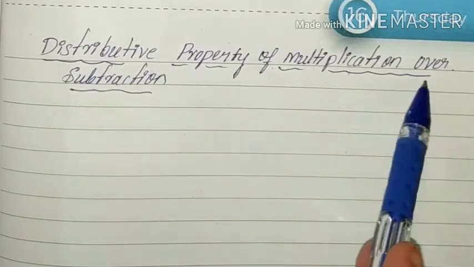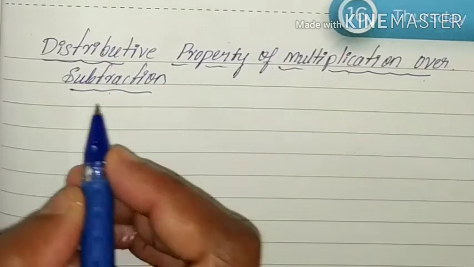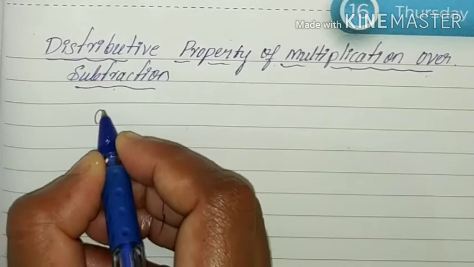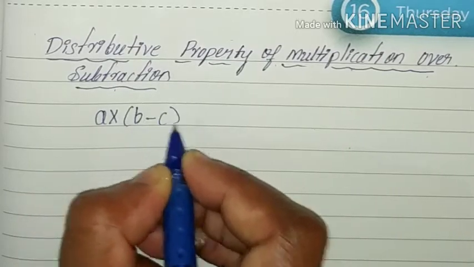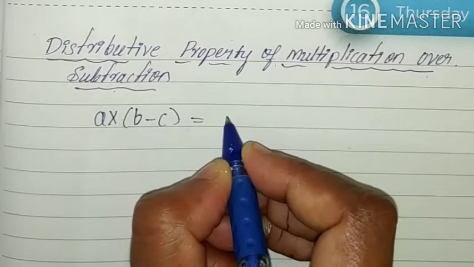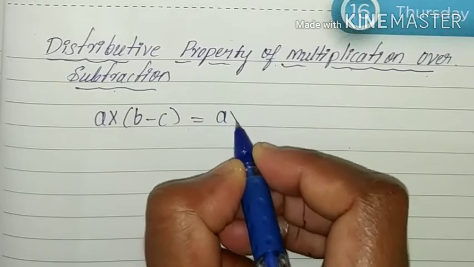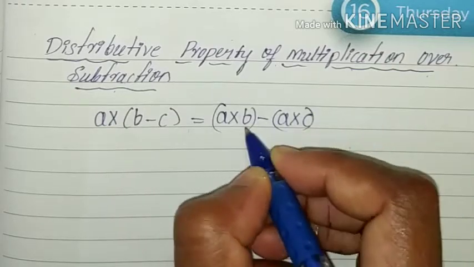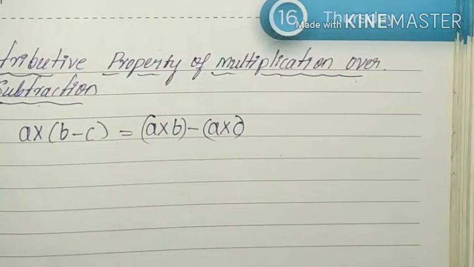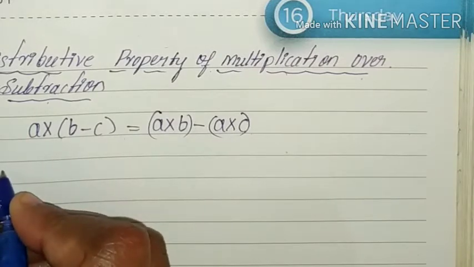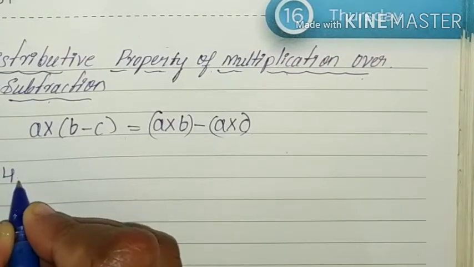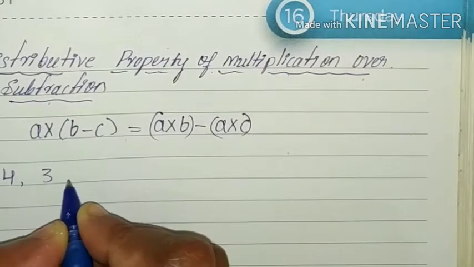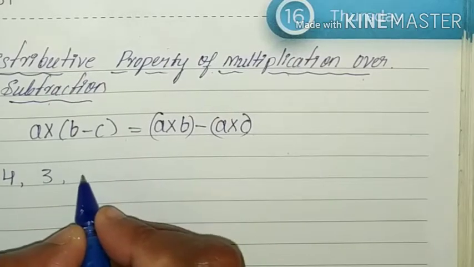Distributive property of multiplication over subtraction. So, same formula, but here you have to apply for subtraction. A into (B minus C), that is A into B minus A into C. I will solve one problem. I will take three integers, 4, 3 and 8.